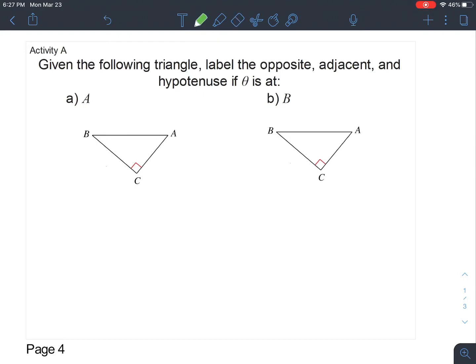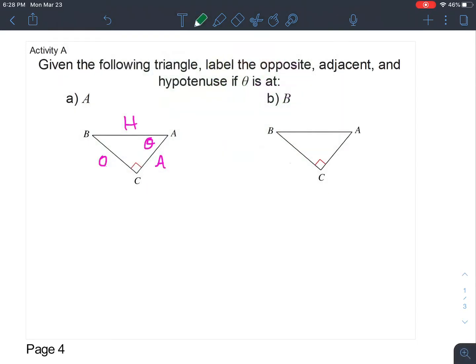Okay, so the reason that I chose a question like this is when I taught this in other schools, students often struggled with knowing that the opposite and adjacent sides switch if theta switches. So for the first one, theta is there at angle A. So the hypotenuse is across from the right angle, our adjacent side is going to be between the right angle and theta, and then the opposite side is across the triangle from where theta is located. So that's what we should have had.